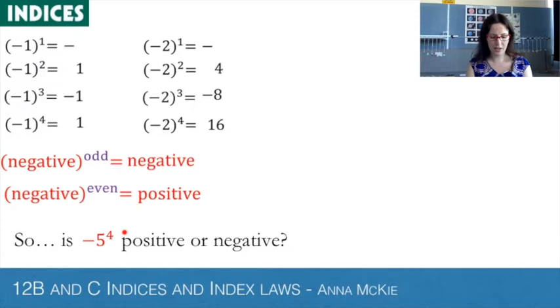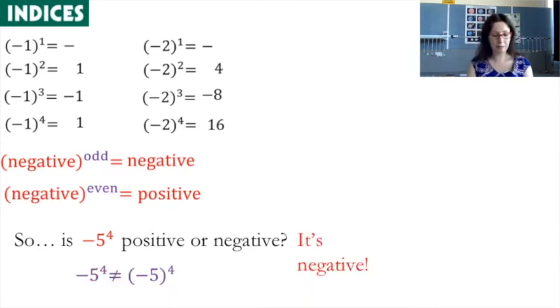What about this here? -5 to the power of 4. So is that positive or negative? That power of 4, well, that 4 is an even number. So we're expecting a positive answer perhaps? Well, no, it's negative. And the reason is, these are different. If it was the one on the right here, (-5) to the power of 4, then we would get a positive number because it is 4 lots of -5.